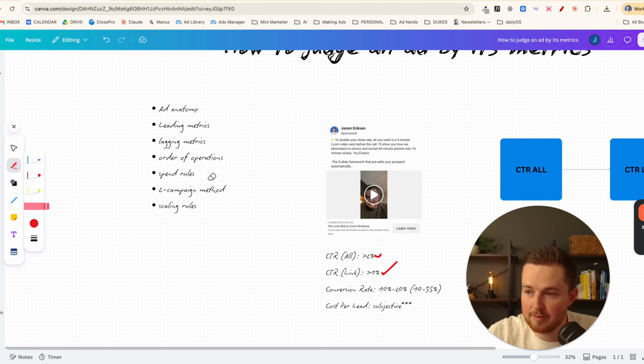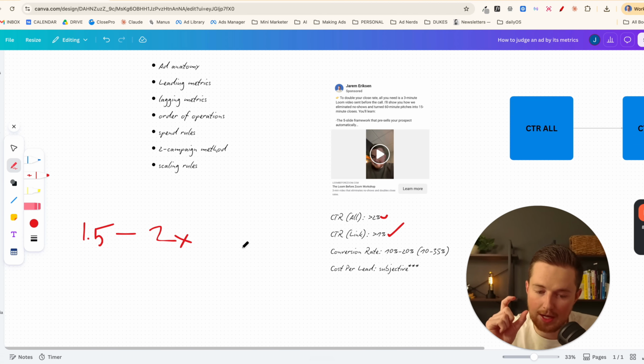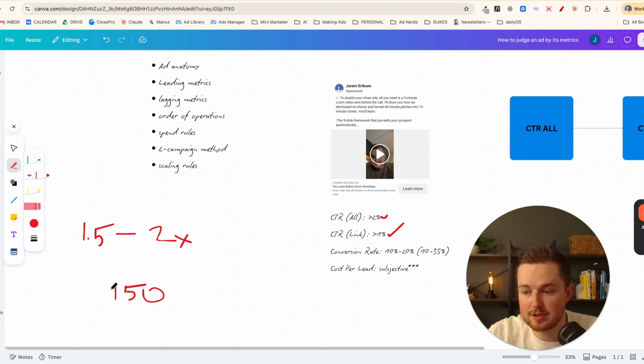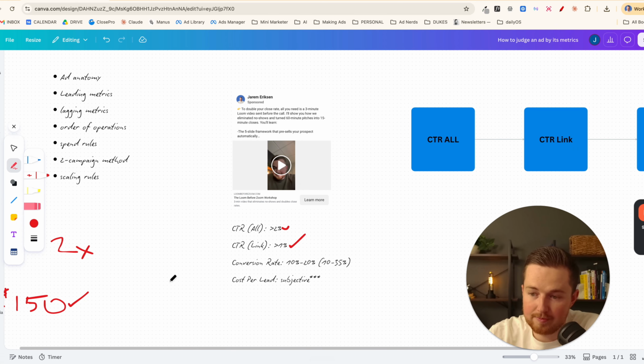Now, in terms of my spend rules, what I like to do is let an ad spend about 1.5 to 2x my ideal KPI or my desired KPI. So let's say, for example, I want to book calls at $150 or less. That means I would let a particular ad spend about $225 to $300 before I judge if it's within that KPI, granted that these metrics here look good.